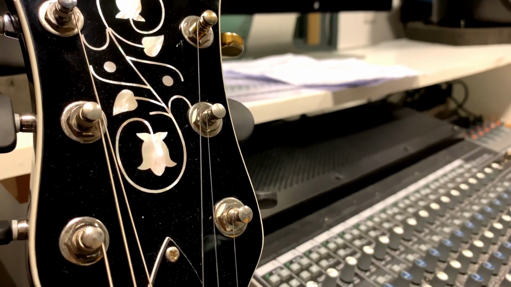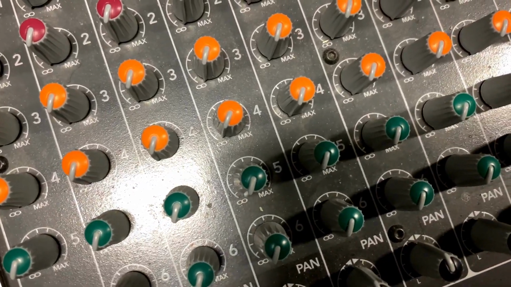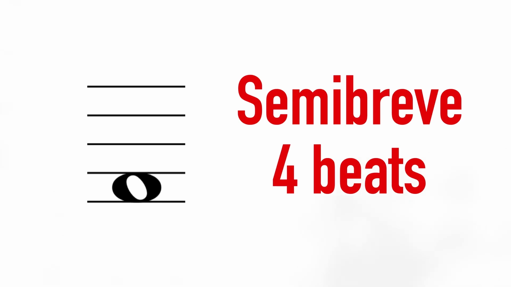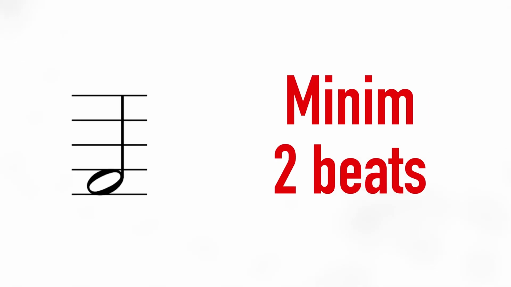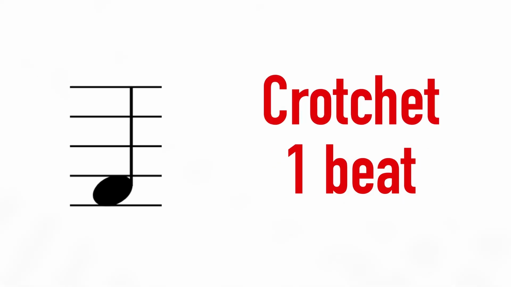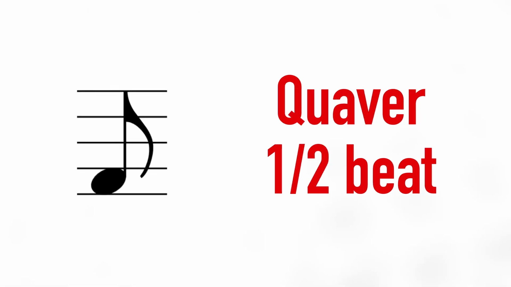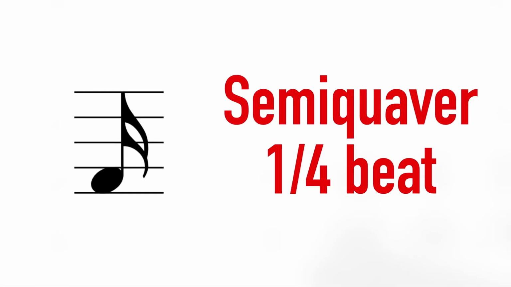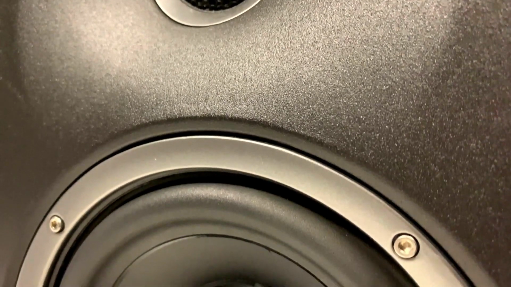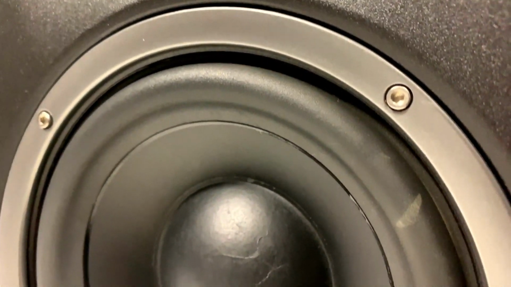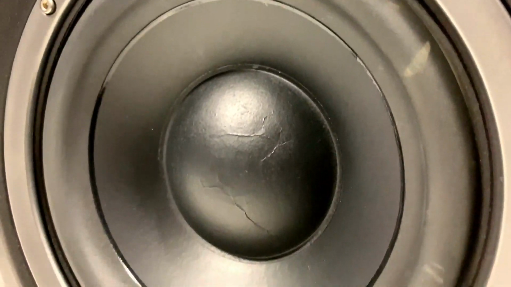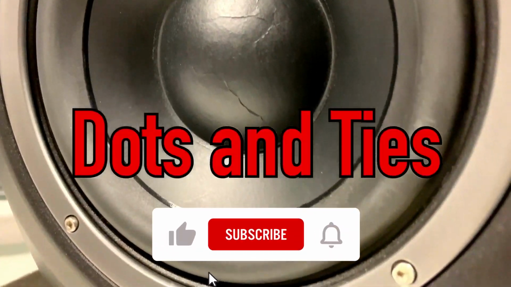In lessons 4 and 5 of this series, we looked at different note values. These included semibreves, which last for 4 beats, minims, which last for 2, crotchets, which last for 1, quavers, which last for half a beat, and semiquavers, which last for a quarter of a beat. But what if we want notes and rests that last for 3 beats, or 1.5 beats? This lesson is all about dots and ties.